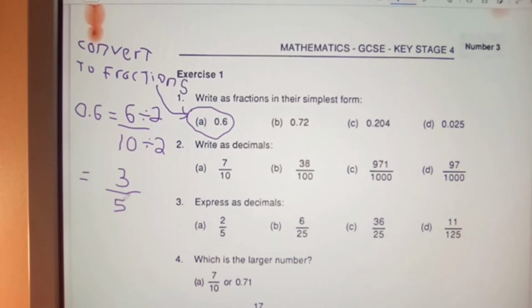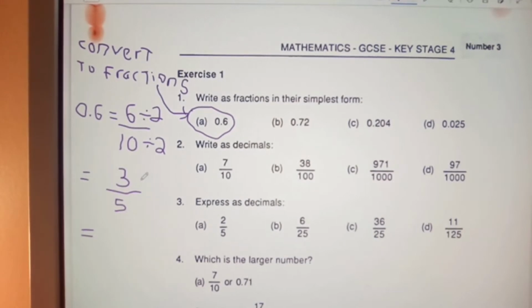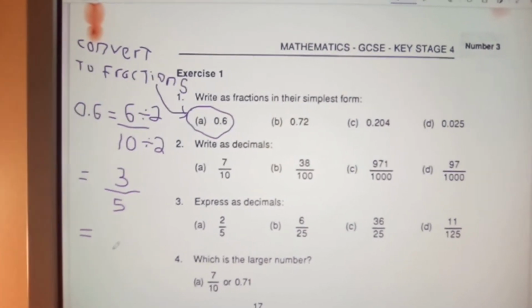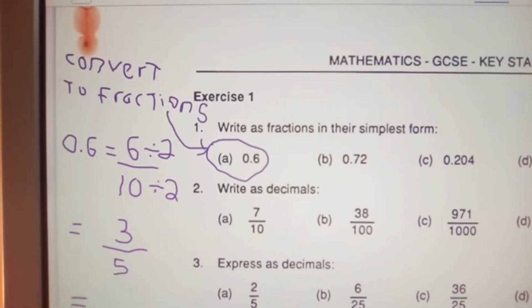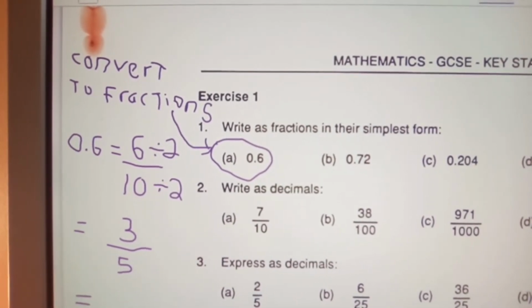Okay. So therefore it's equal to what? It's equal to 3/5. So that is our answer, equals to 3/5. Okay. Equal to 3/5. Now you can't take this down any lower. That is as low as it will go. And that is our answer for 0.6 decimal converted to fraction.